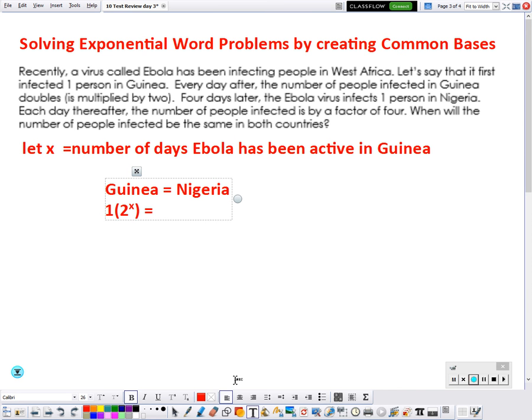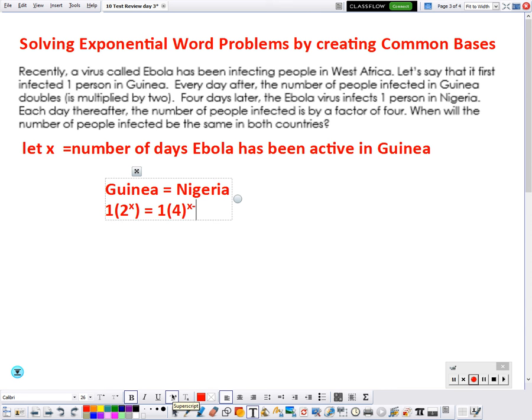All right, so how many people started in Nigeria? 1. And what's the multiplication pattern? 4. Except that how many days later? 4. So the equation's going to be 1 times 2 to the power of x. What's the multiplication pattern for Nigeria? 4. And then the power on this one is going to be what? x, and 4 days later, so we're going to say x minus 4.